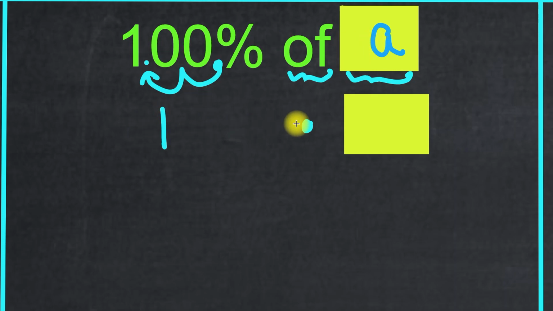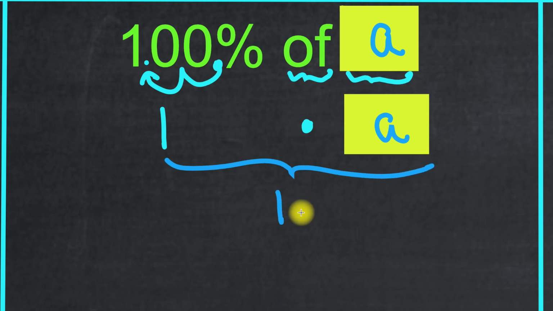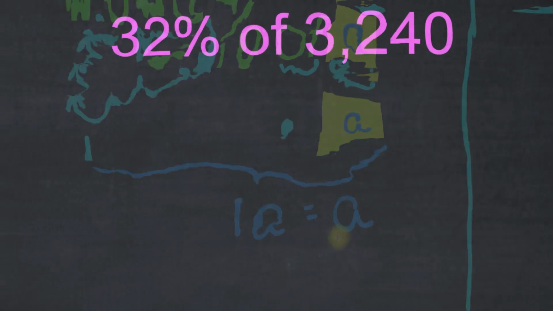So this would be 1 times A. And you would really just write 1 times A as just 1A. Or you could write it without the coefficient 1, and that would just equal A. Either of these is acceptable. So if we're talking about 100% of A, that would be represented as 1A. Let's take a look at the next example.